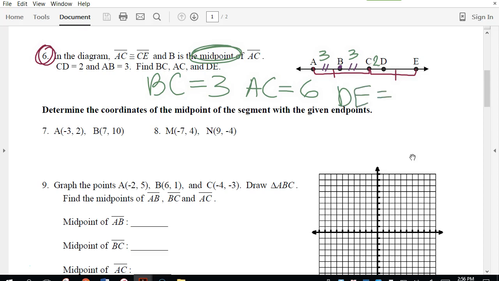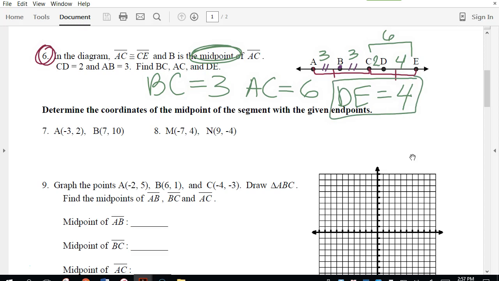Oh my goodness, do not say 4. So what did the first one say? This matches this. What's AC? 6. So what's CD? 6. Oh, you were right. I thought you were just doing 2 and 2. So 6 minus 2, there we go. Perfect. We don't assume D is a midpoint, so we don't assume it's 2 on either side. We take 6 minus 2. You said the perfect thing. DE is 4. Good job.